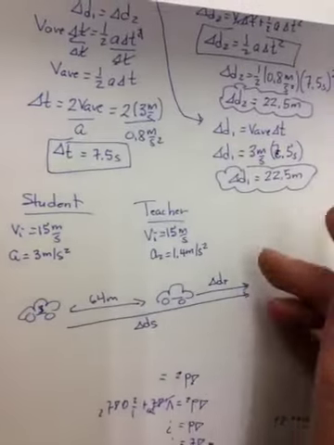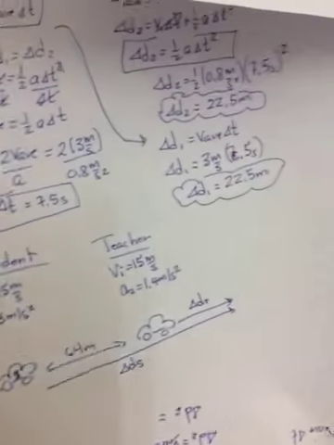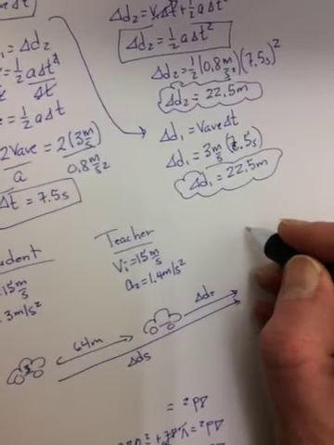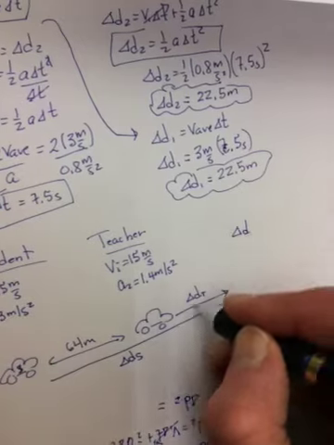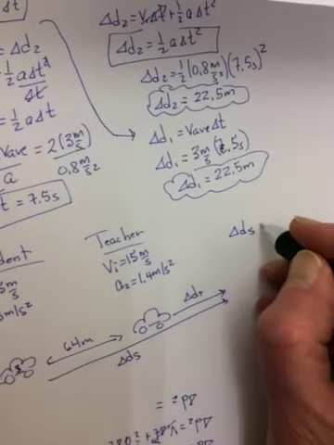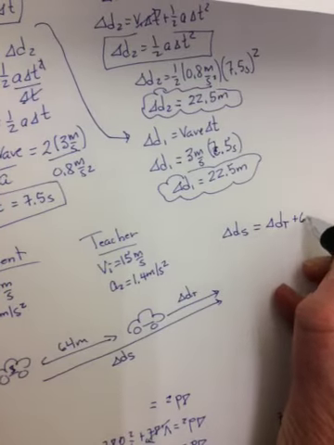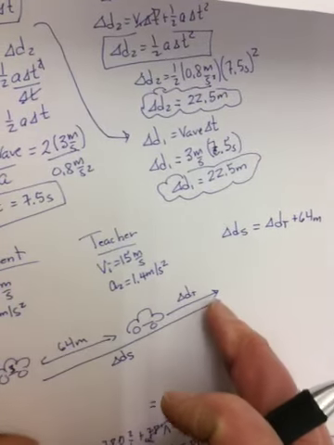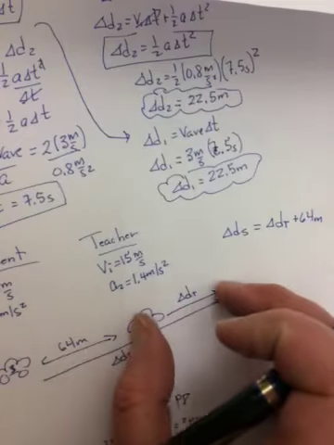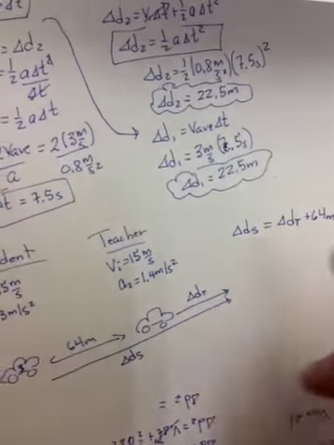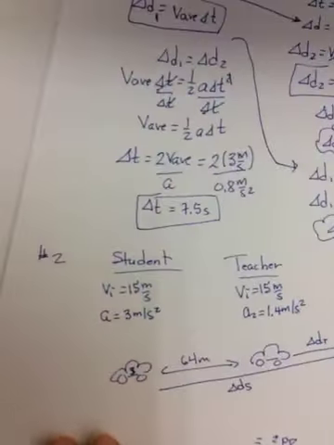So how are they connected? It should be that delta D of the student should equal delta D of the teacher plus 64 meters. Right? So this distance is equal to this distance plus that. So we need an equation for both delta D's.